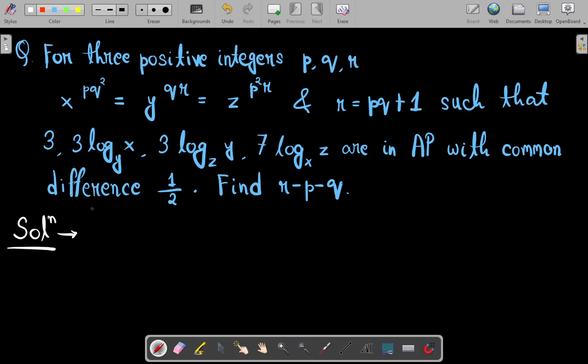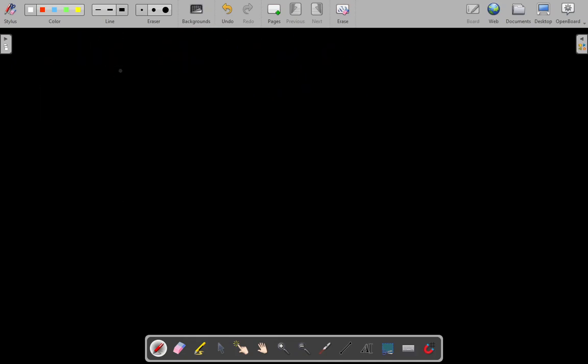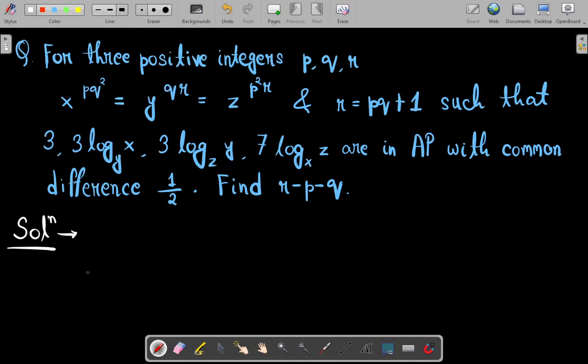Okay, so first of all, let us start. We are given that p, q, r are positive integers, which means these are natural numbers, right? So we are given that x raised to the power pq square is equal to y raised to the power qr is equal to z raised to the power p square r. Okay, let us equate each of these terms to a constant, say k.